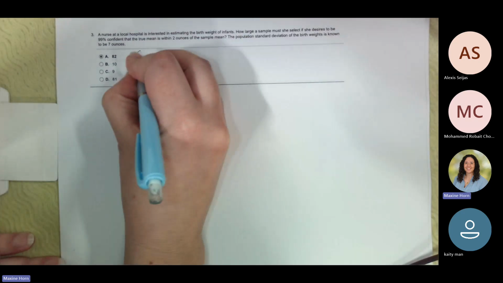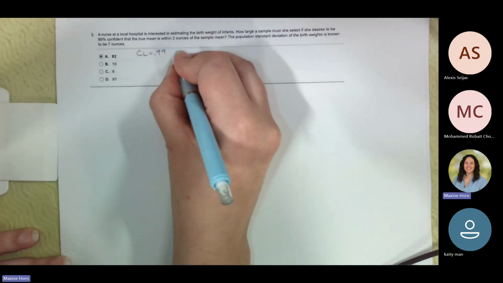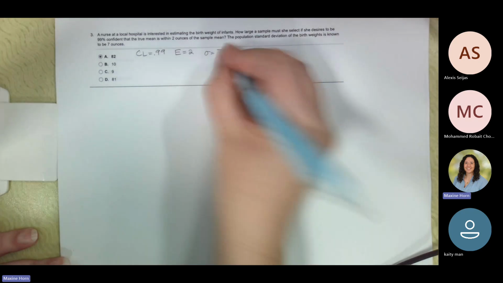Okay, number 3. So a nurse at a local hospital is interested in estimating the birth weight of infants. How large a sample must she select? Right, so we're going to be doing sample sizes here. How large a sample size must she select if she desires to be 99% confident, so our confidence level is 0.99, that the true mean, right, the population mean, is within 2 ounces. That's my error. My margin of error is 2. I want to be within 2 ounces of the sample mean. The population standard deviation of the birth weights is known to be 7 ounces.